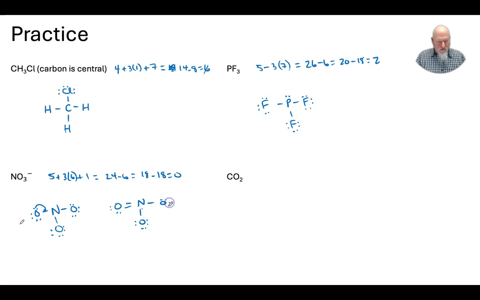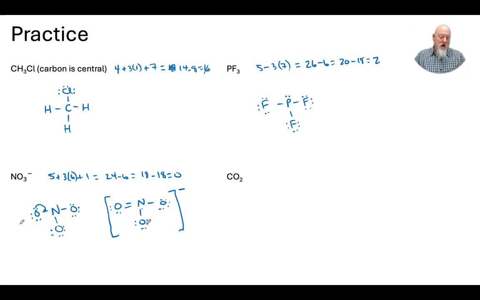But now, my nitrogen has 8 electrons around it, right? Because there's 4 bonds around it. That double bond has 4 electrons in it. Each of the single bonds has 2. So the nitrogen now has 8 electrons around it. It follows the octet rule. So this is right now. I'm going to put the brackets around it, remember, because we want to show the charge because it's an ion. We put the brackets around the whole thing and put the charge in the upper right corner.